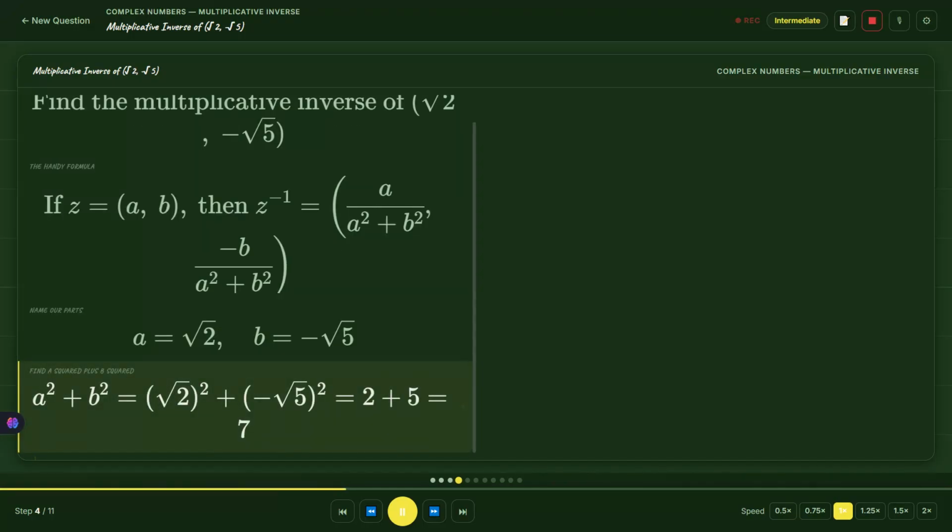Now let's find a squared plus b squared. Root 2 times root 2 gives us 2. Negative root 5 times negative root 5 gives us 5. Add them up and we get 7.